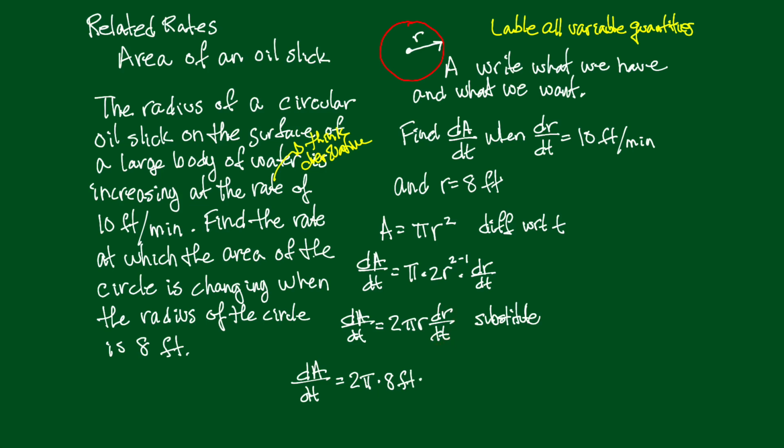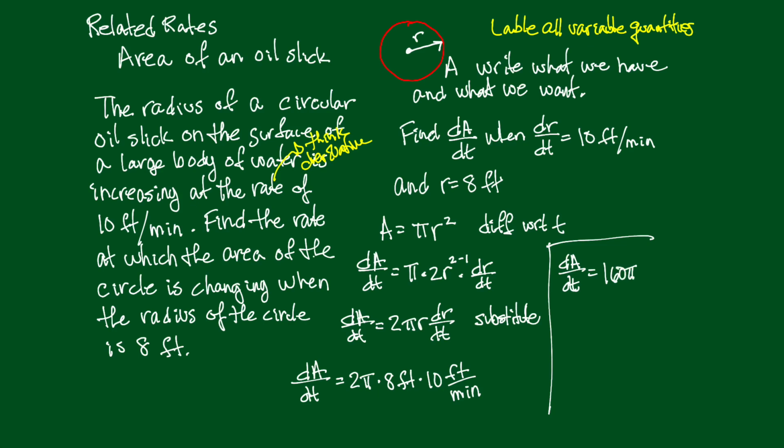dr/dt. Now, I know what dr/dt is. From the original problem, dr/dt is equal to 10 feet per minute. So let's put that in. 10 feet per minute. I'll do this over here now. So dA/dt is equal to 2 times 8 is 16, times 10 is 160 pi.